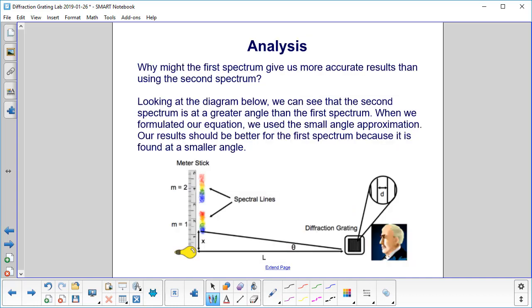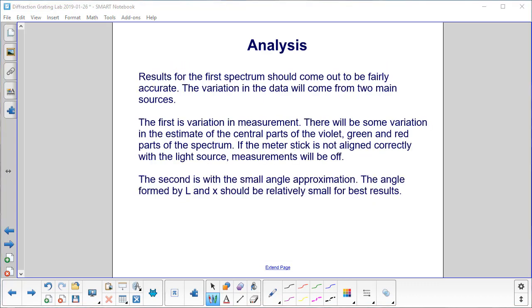Why might the first spectrum give us more accurate results than using the second spectrum, or why are the second spectrum calculations worse? Look at the diagram below. We can see that the second spectrum is at a greater angle. Here's your theta. Right, so they're at a greater angle than the first spectrum. When we formulated our equation, we used the small angle approximation. Our results should be better for the first spectrum because they are found at a smaller angle. Results for the first spectrum should come out to be fairly accurate.